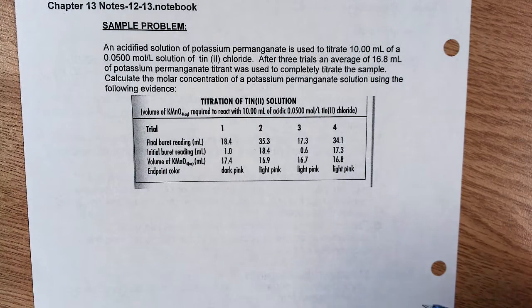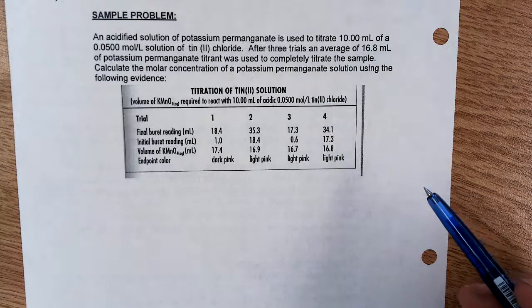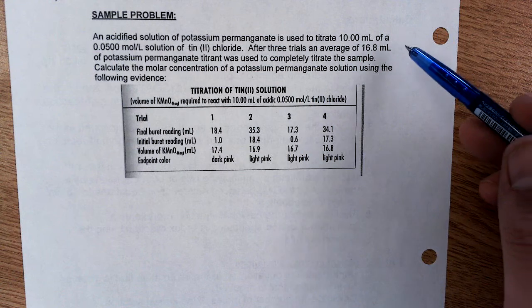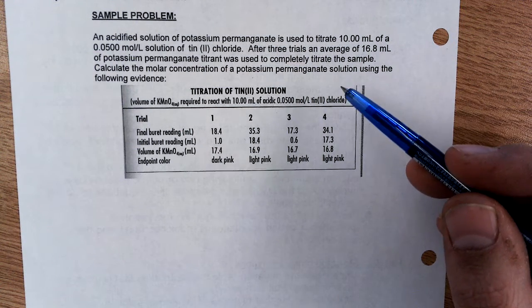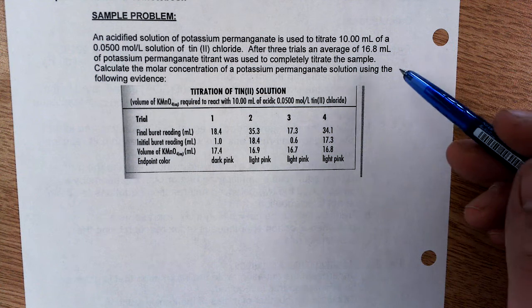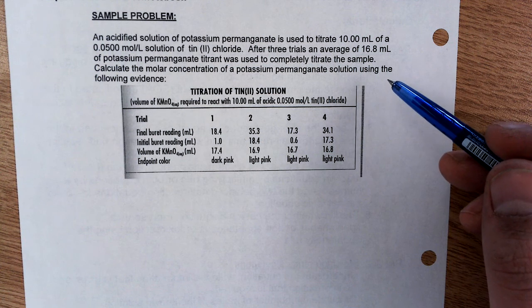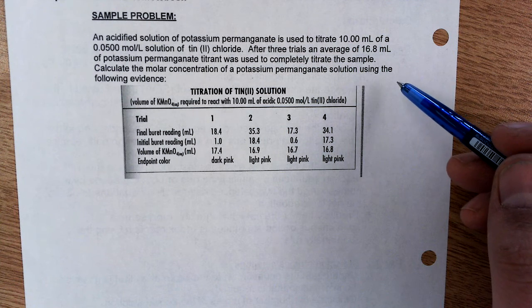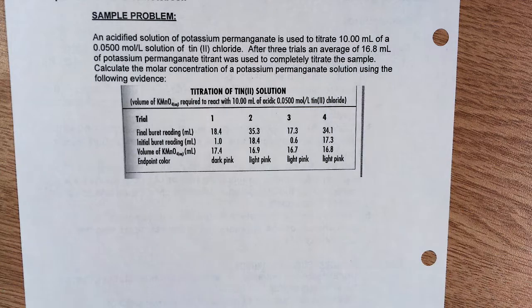Okay, I just noticed I missed slide 21, another example. So this is just another example of how to do redox stoichiometry. In this case, we have an acidified solution of potassium permanganate. It's used to titrate 10 milliliters of a 0.05 moles per liter solution of tin(II) chloride. After 3 trials, an average of 16.8 milliliters of potassium permanganate titrant was used to completely titrate the sample. Calculate the molar concentration of the potassium permanganate solution using the following evidence.